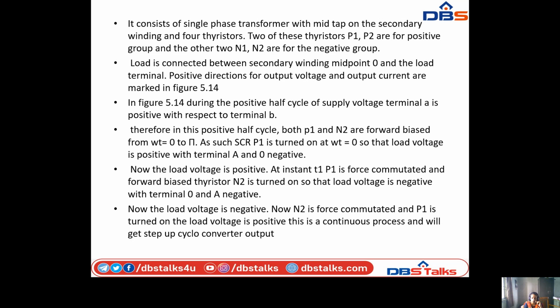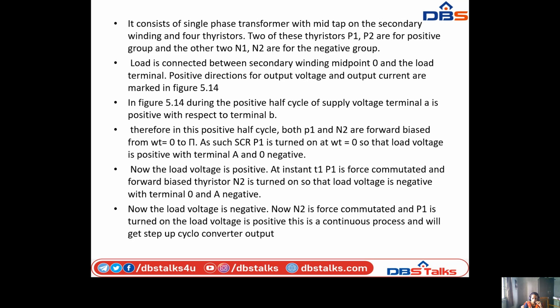Both P1 and N2 will be forward biased from omega t equal to 0 to pi, such that SCR P1 will be turned on at omega t equal to 0, so that the load voltage is positive, with terminal A positive and O negative. Now the load voltage is positive at instant T1. P1 is force commutated and the forward biased thyristor N2 is turned on.